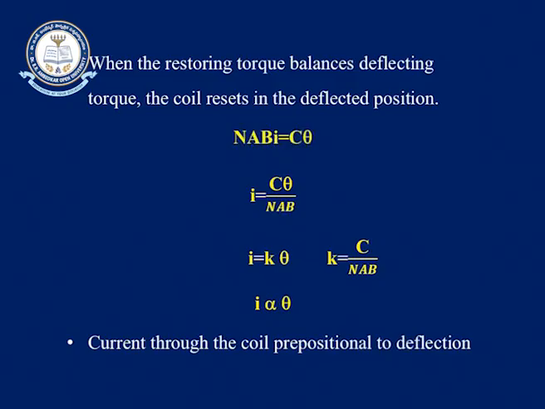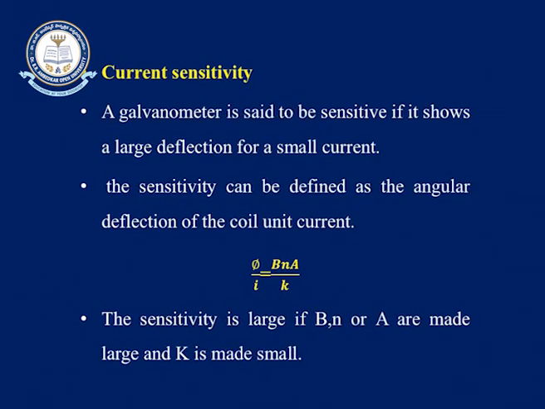Here N is number of turns, and K is called the torsional constant. Here we are also calculating current sensitivity. What is current sensitivity? Suppose the deflection is small but the current is large, that is called current sensitive. Large deflection means it is going to a higher value. For a small change in current, if it is going to a higher value, then we call it current sensitive. The formula of current sensitivity is phi by I, or theta by I.